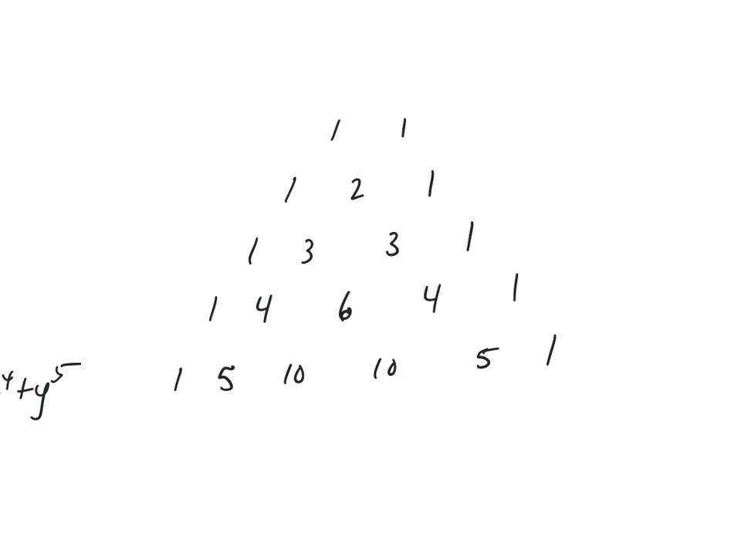Every row starts with a 1 and ends with a 1, and then the numbers in between are found by adding the two numbers from above in the previous row. So as an example, 1 plus 2 gives us this 3, or 2 plus 1 gives us 3. If I keep going, 1 plus 3 is 4, 3 plus 3 is 6, 3 plus 1 is 4.